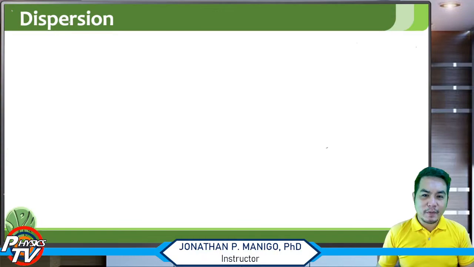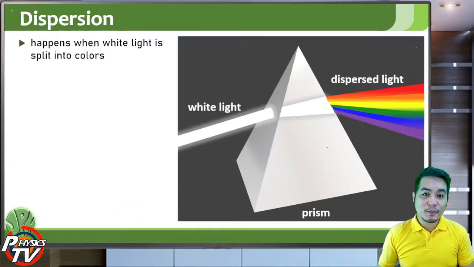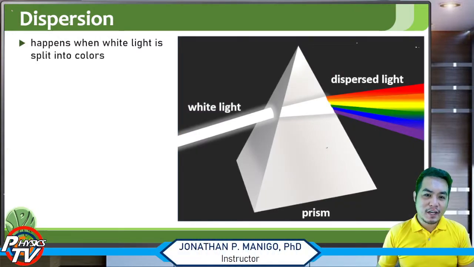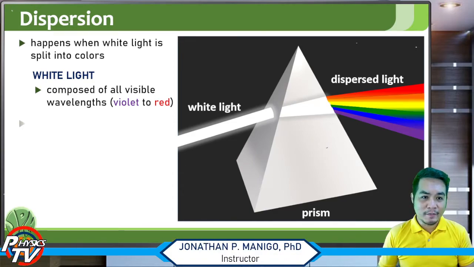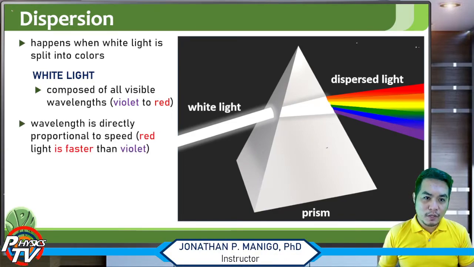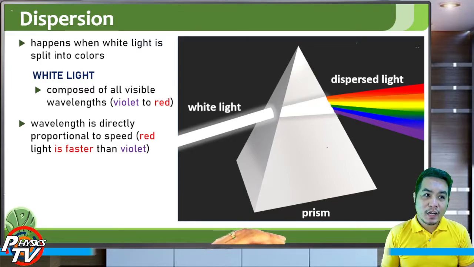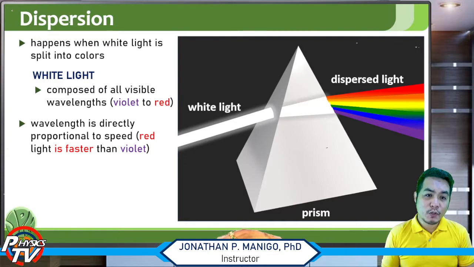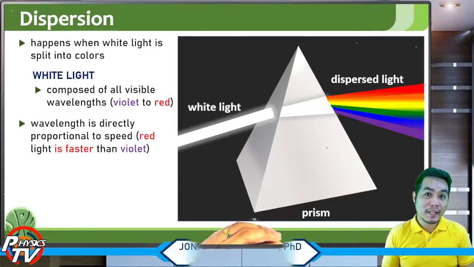Okay, the next phenomenon is called dispersion. This happens when white light is split into colors, such as when white light hits a prism. White light is basically a composition of all the visible wavelengths from violet to red. Now, if you will recall from the discussion on the index of refraction, the wavelength is directly proportional to the speed of light. Meaning, red light is actually faster than violet light.